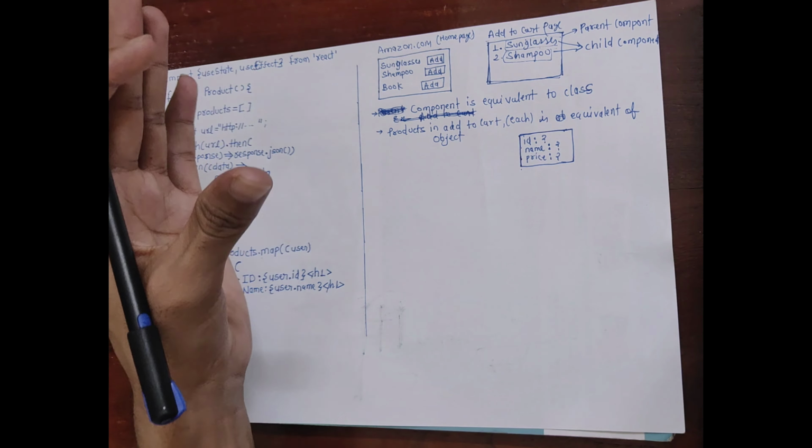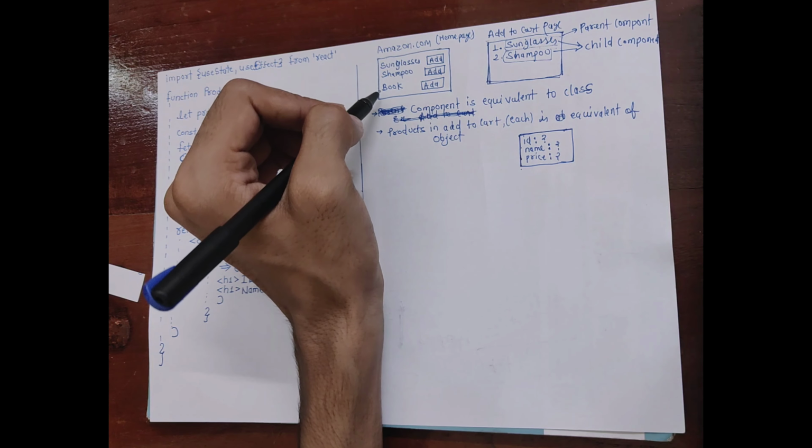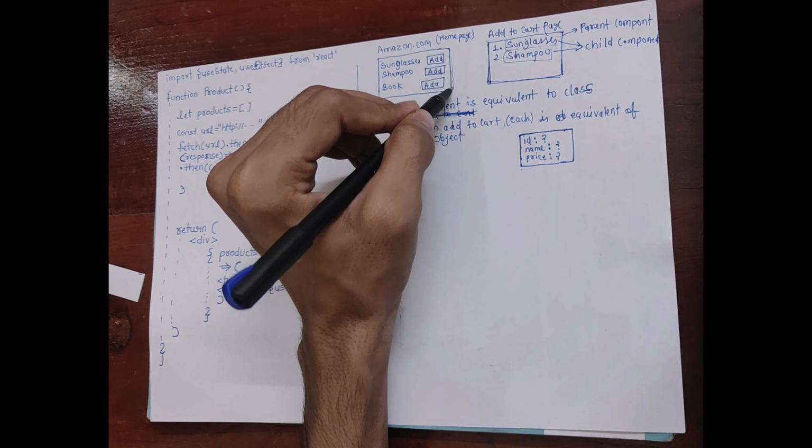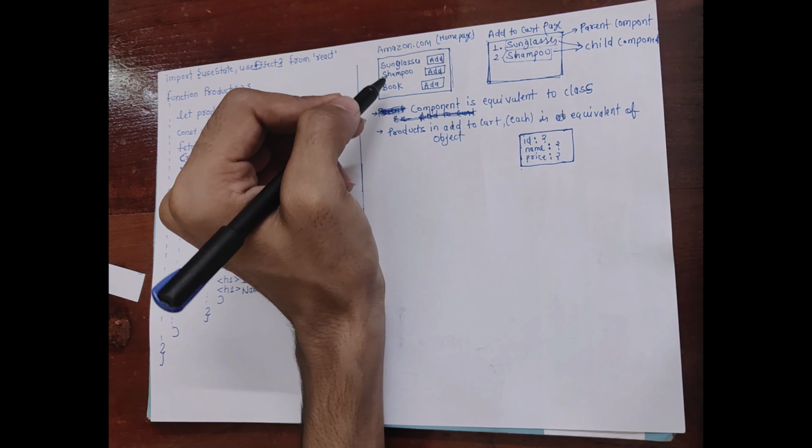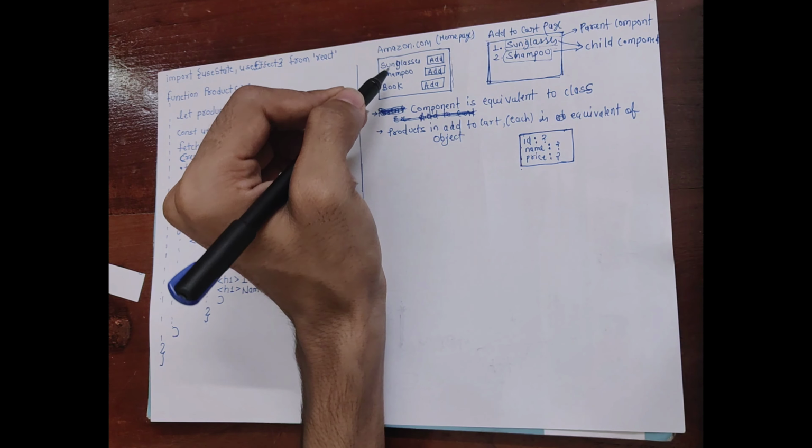I am taking an example of amazon.com. Let's say you are on the home page of Amazon and you see different kinds of products, let's say sunglasses, shampoo, books, and there is an add to cart button for each product. Let's say you added two products, sunglasses and shampoo. Then you went to the add to cart page. In the add to cart page, this is the main component, and these are also made by a single component but with different values. The component looks like this: id, name and price.